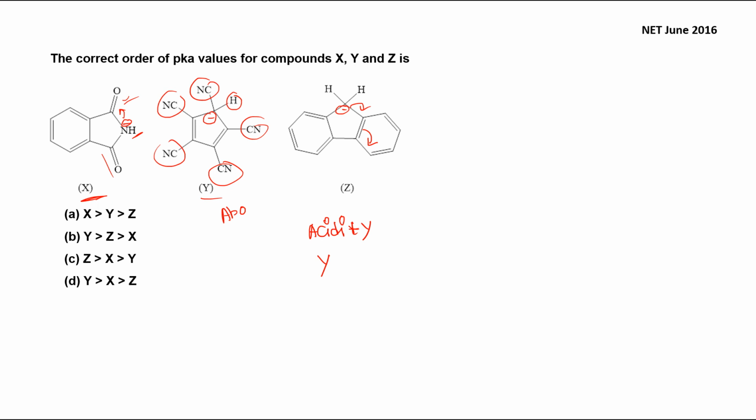Now if it is the case, reverse will be the pKa order. So acidity order Y first, after that X, which is basically thalamide, and then we have at last Z. YXZ, that means ZXY will be the pKa order.